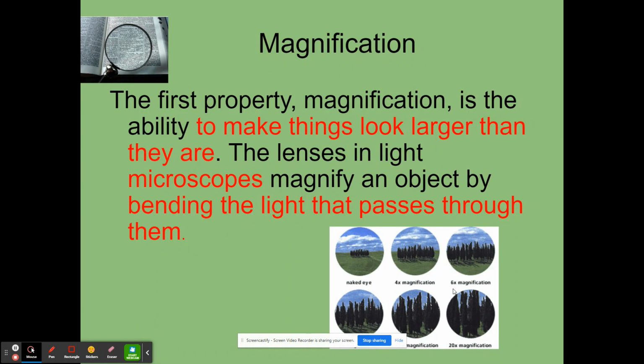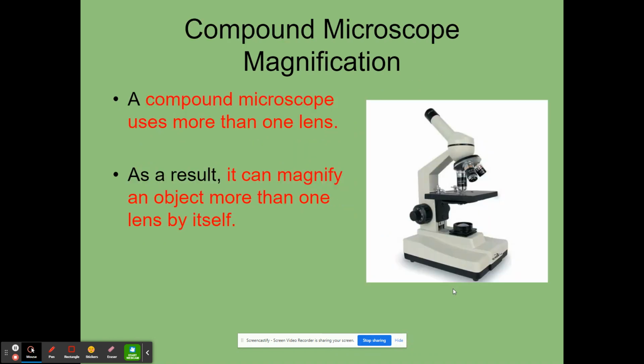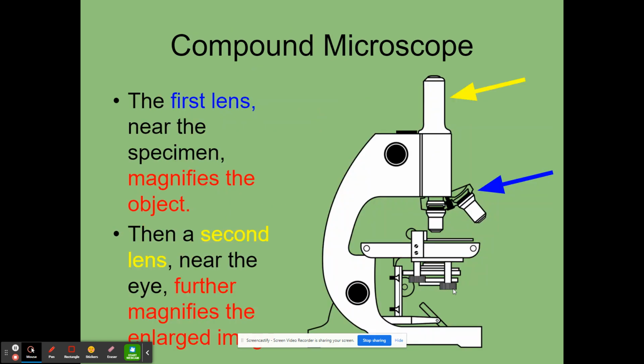So let me first talk about magnification. This is the first property, and it's the ability to make things look larger than they are. The lenses in a light microscope, or a compound light microscope, which is the kind that we're going to use in class, magnify an object by bending the light that passes through them. So that's just a visual. That's not done with a microscope because obviously trees are really large, but it shows you the concept of magnification. A compound microscope uses more than one lens. As a result, it can magnify an object more than one lens by itself. So they're going to be more powerful than just a regular magnifying glass.